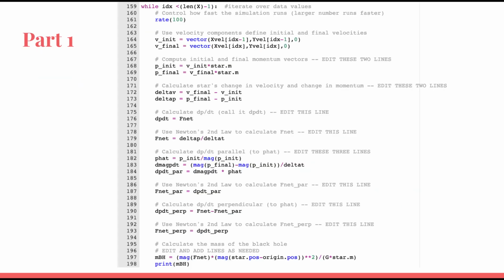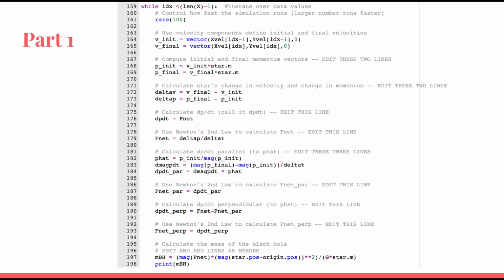Here's Part 1 of my code. First, I set the gravitational constant G equal to 6.67 times 10 to the negative 11. Then I set the following initial conditions: the mass of the star, and the time interval, to be 86,400 seconds. Then I found the final and initial momentum using p equals mv. Then I calculated the change in velocity and the change in momentum. I calculated dp/dt using the change in momentum over change in time.